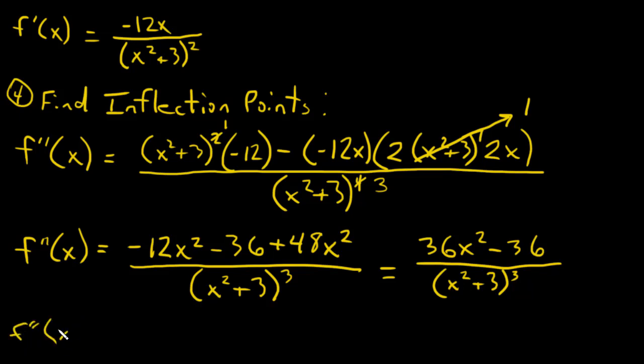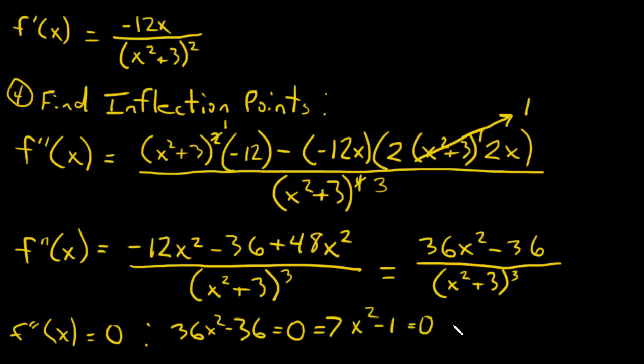So f double prime of x equals 0. Well, that implies that the top part equals 0. So 36x squared minus 36 equals 0. I can divide everything by 36, and if I do that, that's going to become x squared minus 1 equals 0, which is x equals 1 and x equals negative 1. These are my two values when I solved. What are they? They are inflection points. So they are when f double prime equals 0.